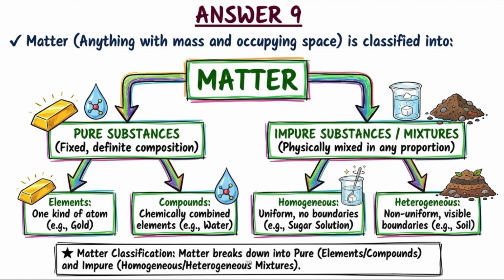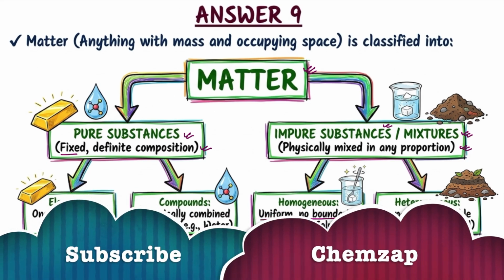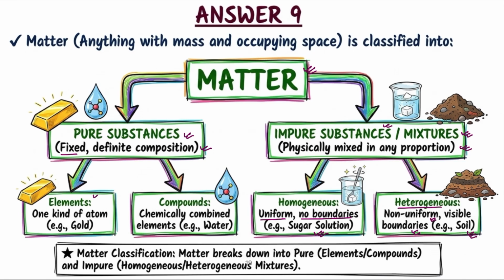So this is the flowchart. Matter is of 2 types, pure substance and impure substance, and impure substance is also known as mixture. A pure substance has a fixed and definite composition; an impure substance is physically mixed without any chemical reaction, in any proportion. A homogeneous mixture has uniform composition without any boundaries, for example sugar solution. A heterogeneous mixture is non-uniform with visible boundaries, for example soil. An element is made up of only one kind of atom, as for example gold. In compounds, what will happen? Elements are chemically bonded in fixed proportion, as for example water.